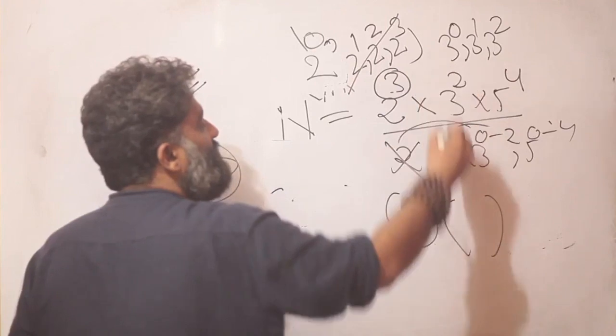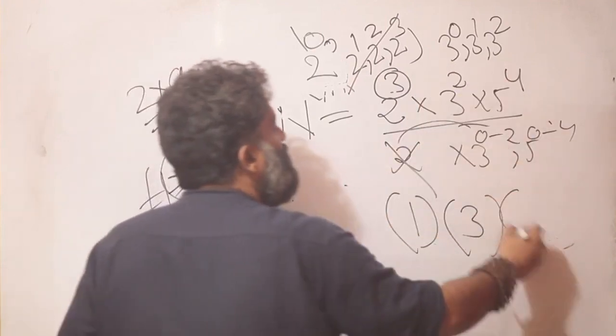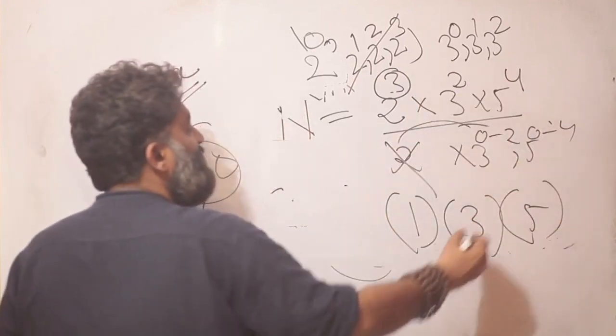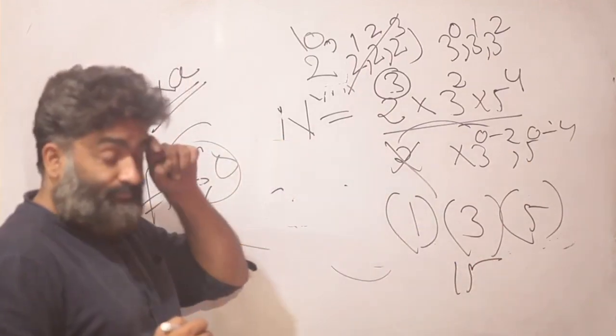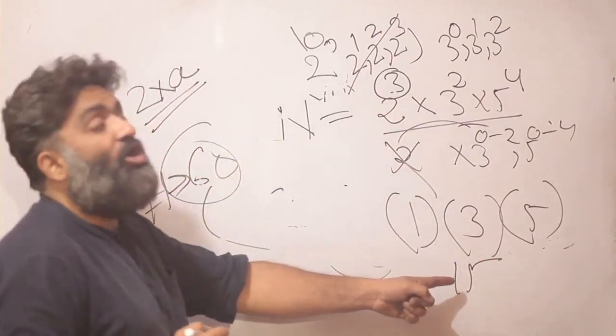Can I use all of them? Yes, I can. 1 into 3 into 5, the answer is 15, right? And we are counting odd factors.